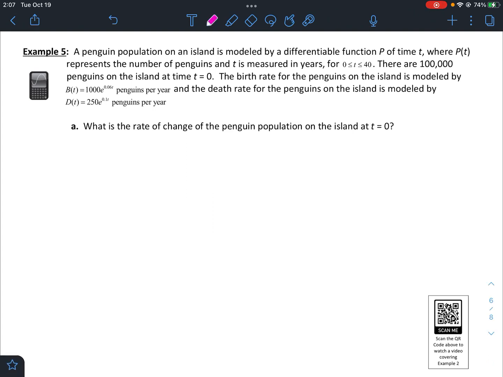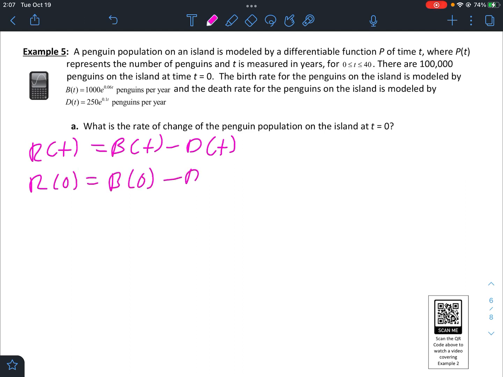All right, so again, we're just going to make up a function here. We're going to call it r of t for the rate. Again, you can call it whatever you want. But that's going to be modeled by b of t, the amount of births, minus d of t, the amount of deaths at that time. All right, we want to know at 0, so we're just going to find r of 0, which is b of 0 minus d of 0.